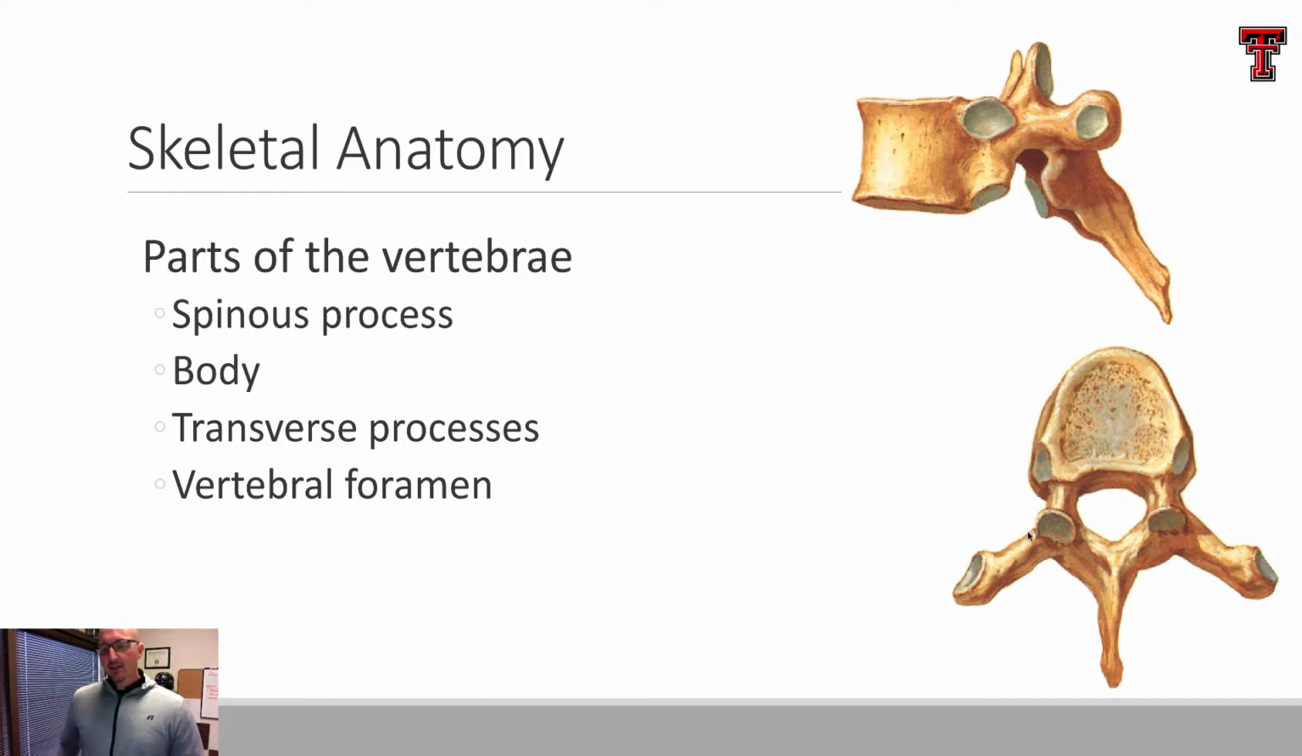Okay. Now these transverse processes, in the case of the thoracic spine, articulate with the ribs. And then we've got this vertebral foramen in the center where either the spinal cord or the cauda equina passes through, depending on what level of the spinal column we are on.